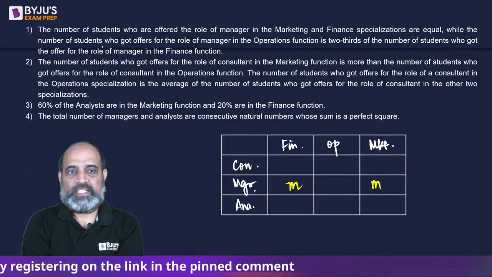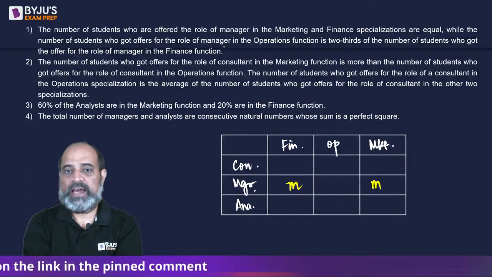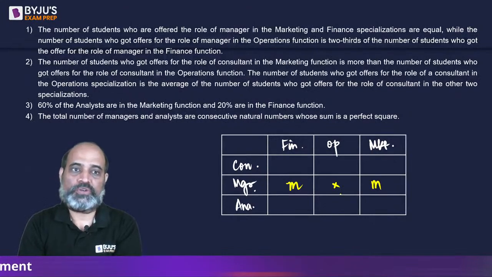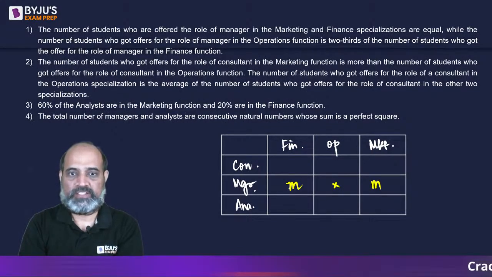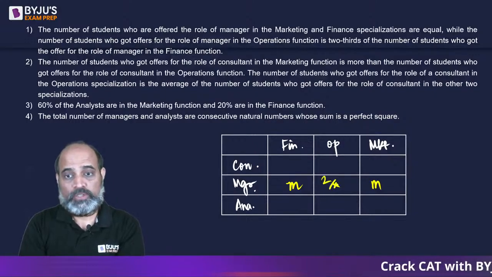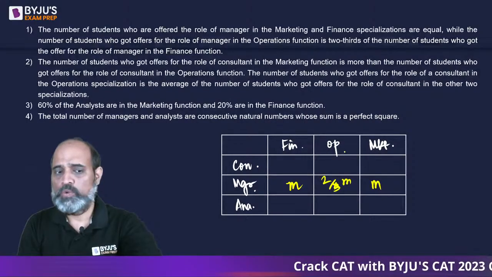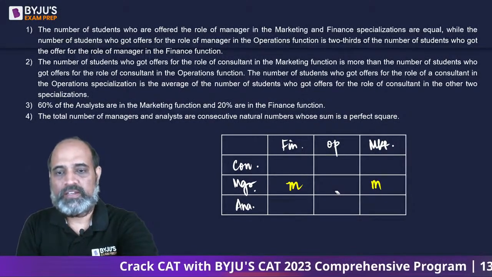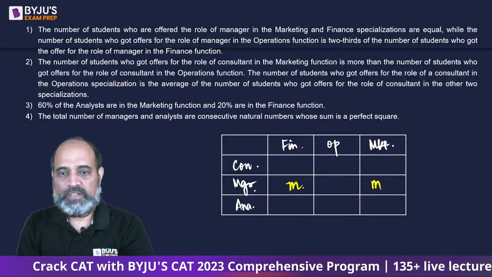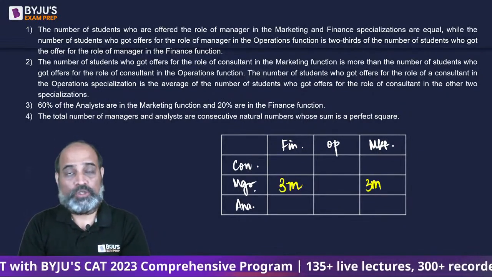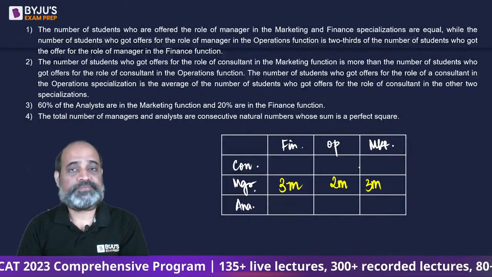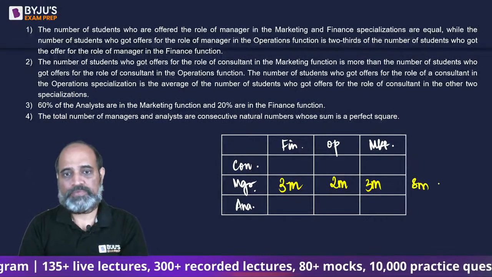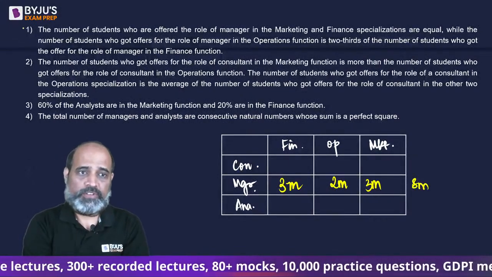While the number of students who got offers for the role of manager in operations is 2/3 the number of students who got the offer for the role of manager in finance. So this is going to be 2/3 of M, right? Now, I don't want to work with fractions. So I'm going to treat these ones as 3M, so that 2/3 of this, 2M, comes here. So we have 3M, 2M, 3M, which gives us a total of 8M managers. We're done with the first statement.